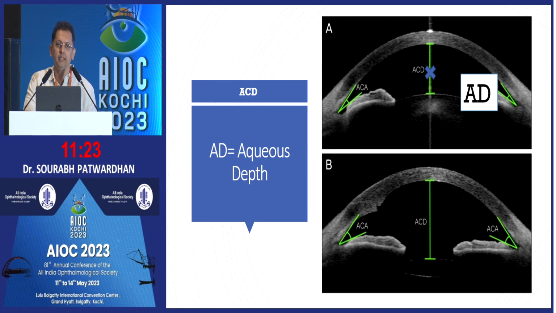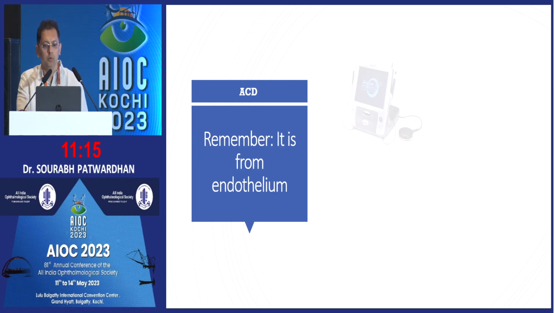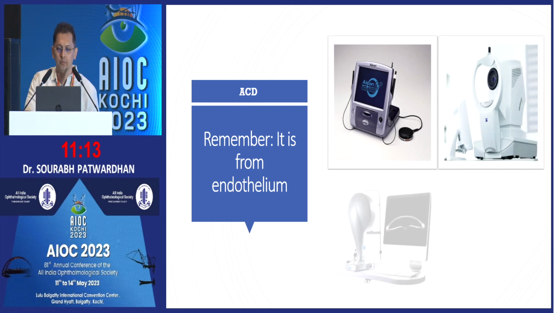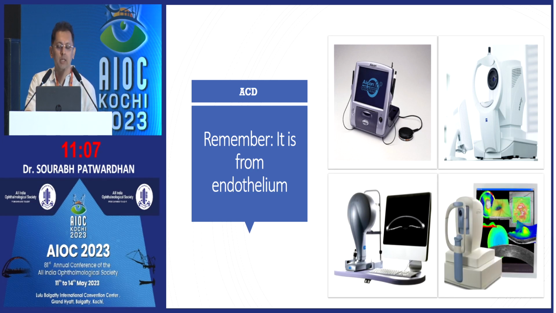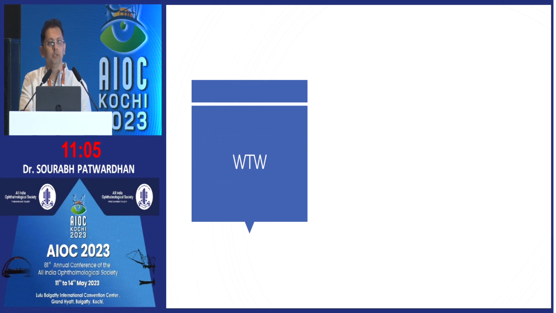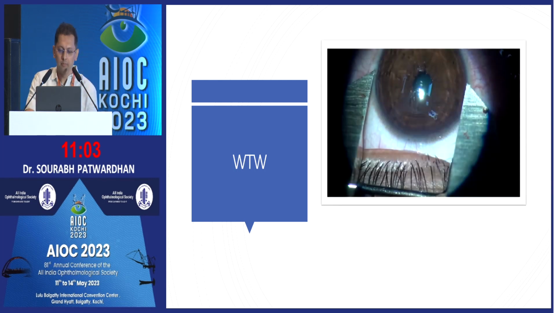Whenever we say ACD in the case of Phakic, it's always AD, that is the aqueous depth. So we have to subtract the corneal thickness from the ACD, which we have to remember when we are beginning these Phakic lenses. Now you can use various devices, and most of them are almost similar. Stick to one device whenever you are calculating, so generally you get a better idea.